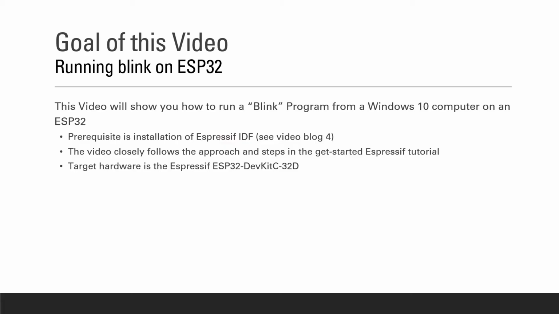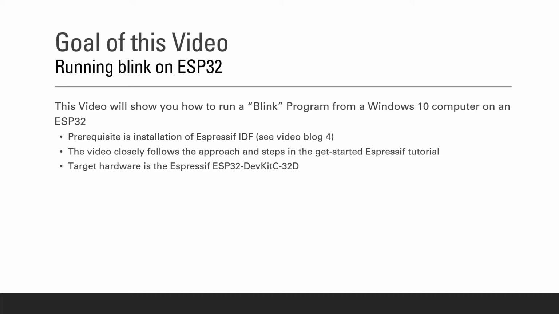So the goal of this video is simple. We're going to show you how to run a Blink program on a Windows 10 computer. The prerequisite is installation of the development framework, which we showed in pretty much detail in video blog 4. You may also want to refer to video blog 5, which is running the simplest program at all, the famous Hello World.